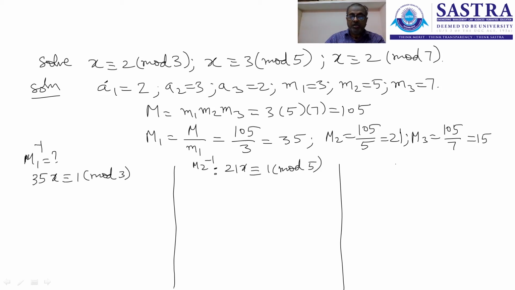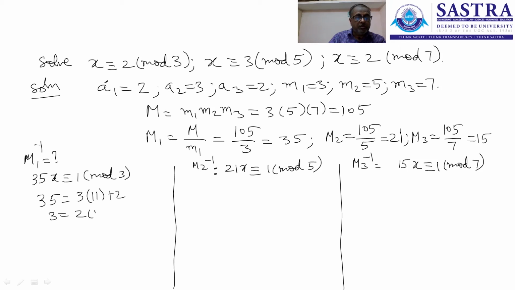And what is M3 inverse? Okay, M3 inverse would be 15x congruent to 1 mod 7. Okay, so now let me do here. 35 is equal to 3 into 11 plus 2, and 3 is equal to 2 into 1 plus 1. So now I can write 1 is equal to 3 minus 2, which is 3 minus 2 rewritten as 35 minus 3 into 11.